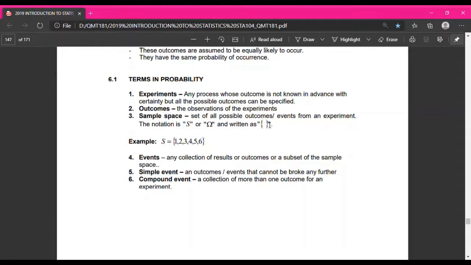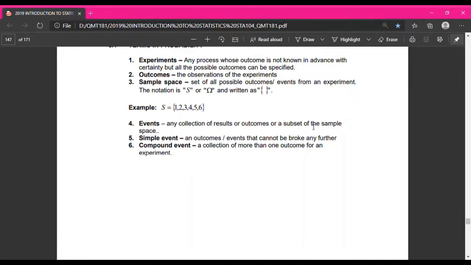The event from an experiment. Notation untuk sample space adalah S ataupun this symbol omega and written as dalam bracket ni. Kita akan tulis. Contohnya ini sample space. When we toss a die, outcome-nya will be, sample space adalah all the possible outcome. Okay, semua outcome-nya will be 1, 2, 3, 4, 5 and 6. So kita tulis dalam bentuk dalam bracket. Ini notation-nya adalah S.